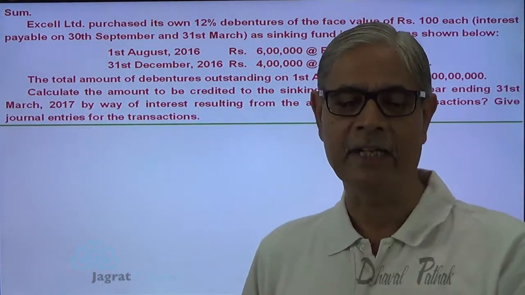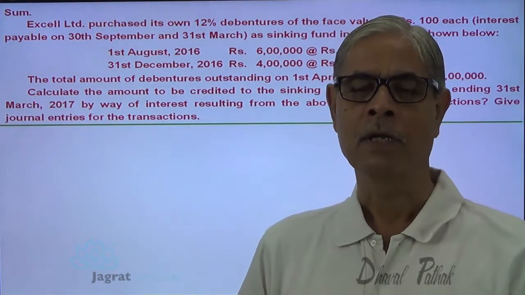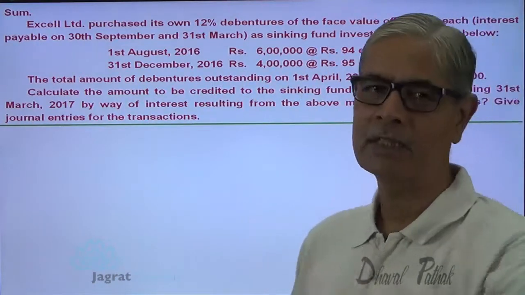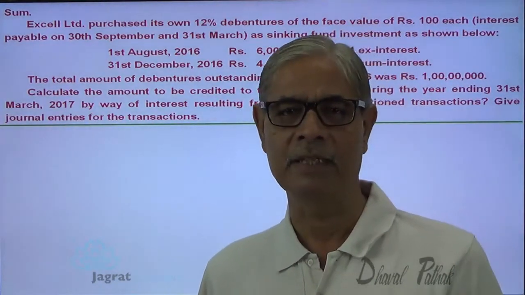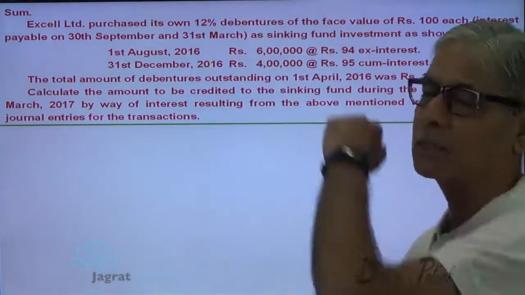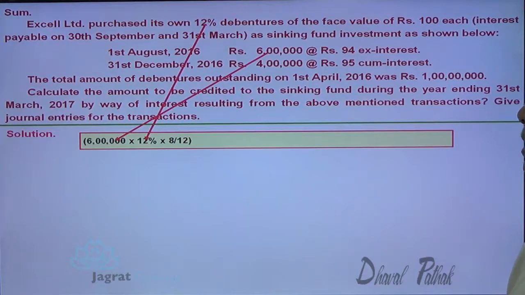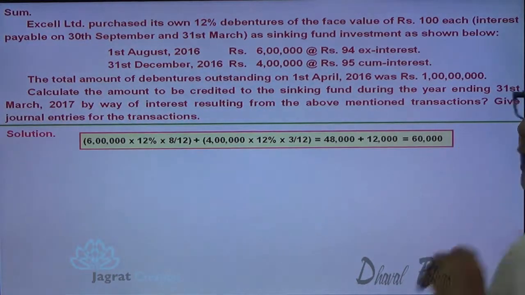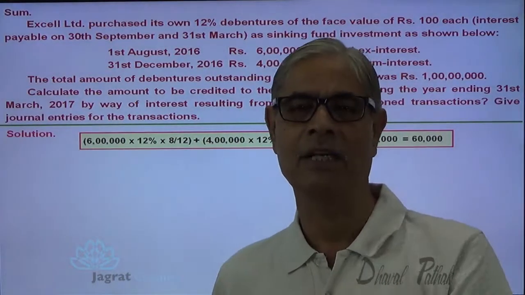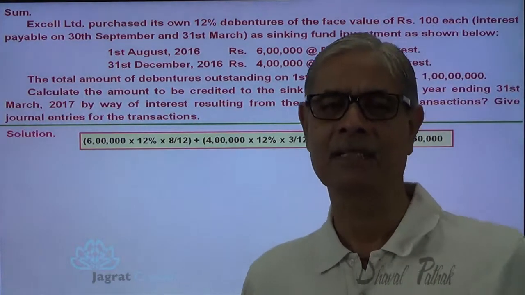So total amount of interest that is going to be credited to sinking fund account can be worked out. Here for first purchases you are required to calculate 8 months interest, and for the second purchases 3 months interest. And that too at the rate of what percentage? 12%, because it is an investment in own debentures. So this is a very simple question you can answer. 6 lakhs into 12% into 8 by 12 plus 4 lakhs into 12% into 3 by 12. So total amount of interest on investment in own debenture by way of sinking fund credited to sinking fund account will be 60,000. This is a very simple answer to the first question.